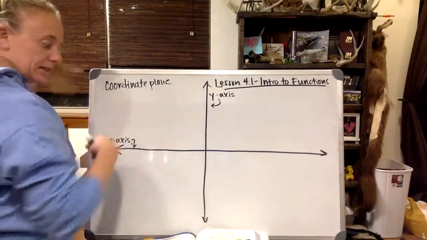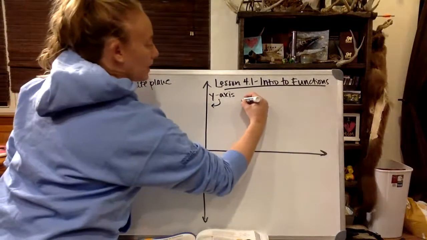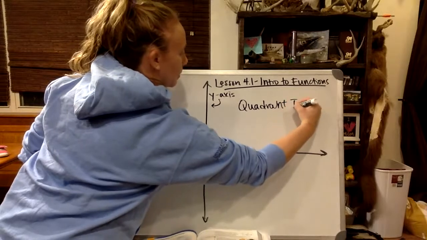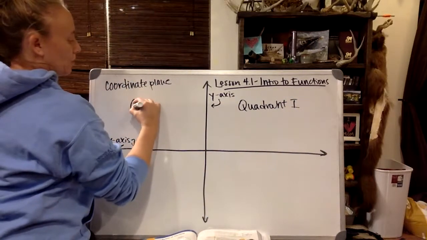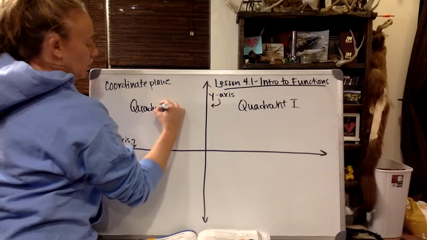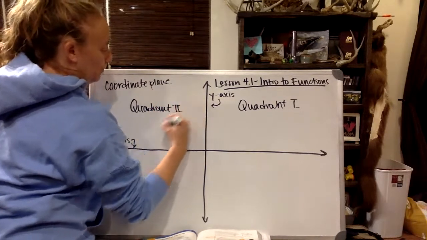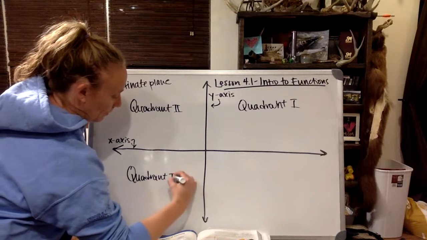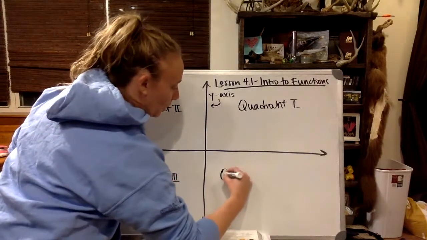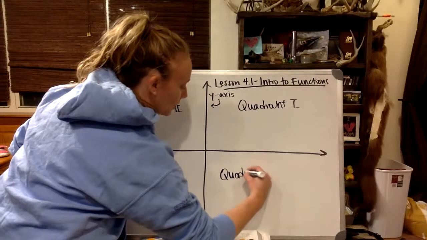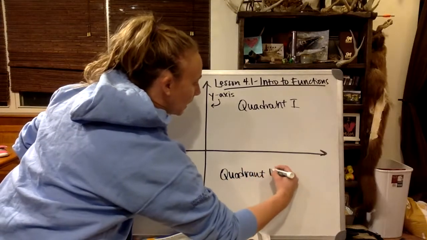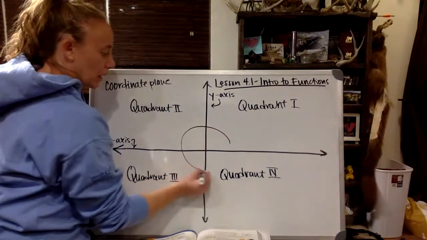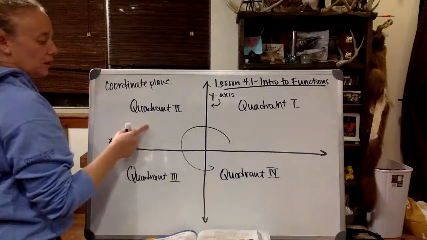If we look at these different quadrants, they all have names. This one right here is quadrant number 1. This one is quadrant 2. Here's quadrant 3. And here's quadrant 4. Notice they go counterclockwise. I'm not entirely sure of why, but they do, okay? They go counterclockwise around. So quadrant 1, 2, 3, and 4.